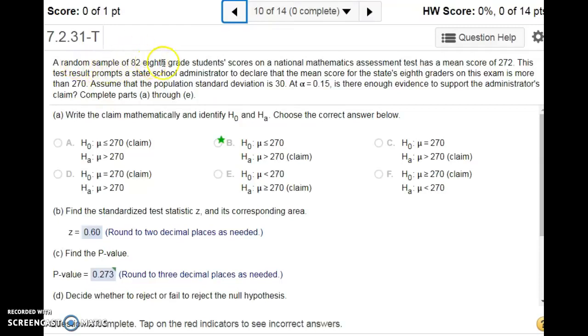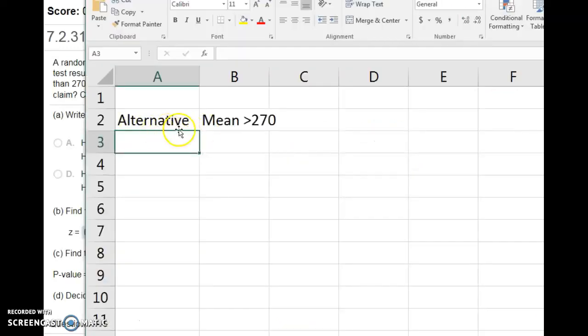A random sample of 82 8th graders scores on a national mathematics assessment test has a mean score of 272. So this test result prompts a state school administrator to declare that the mean score for the state's 8th graders on this exam is more than 270. So here we have a statement, a claim, that the scores are more than 270. So right away I know that has to be the alternative because it's not a statement of equality, and it's that our scores are greater than 270.